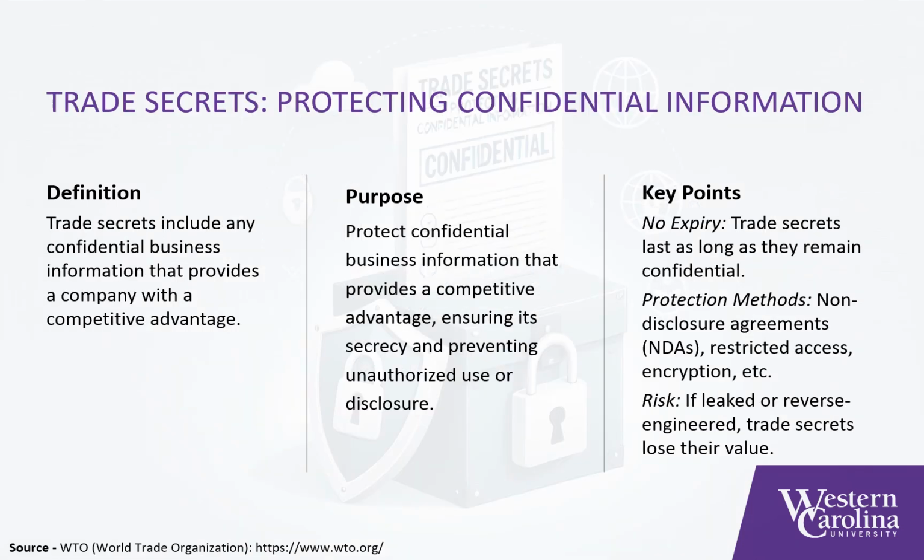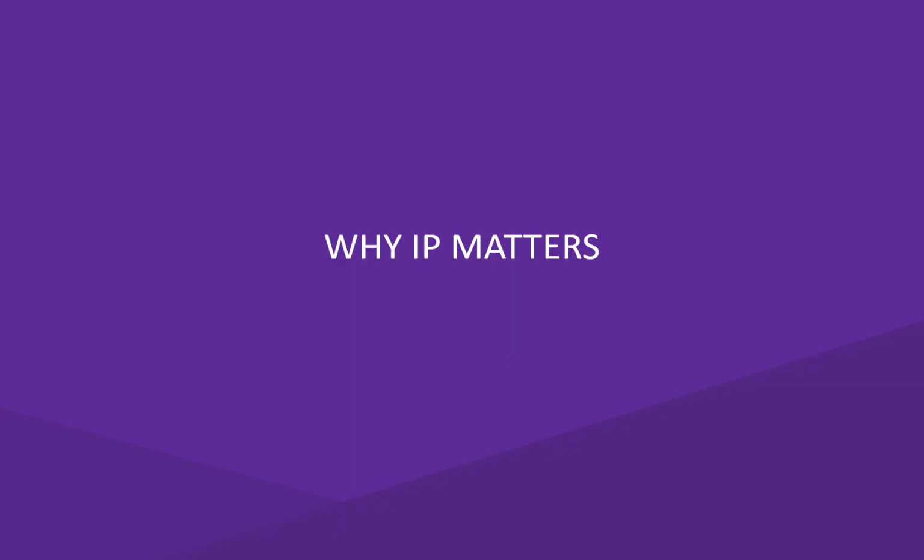Next, let's talk about trade secrets. Trade secrets are a little different from other types of IP. They include confidential business information like formulas, processes, or strategies that give a company an edge. One famous example is Coca-Cola's secret formula, which has been guarded for over 100 years. The key to protecting trade secrets is keeping them confidential through non-disclosure agreements, security measures, and limited access. Unlike patents, trade secrets don't expire as long as they remain secret.